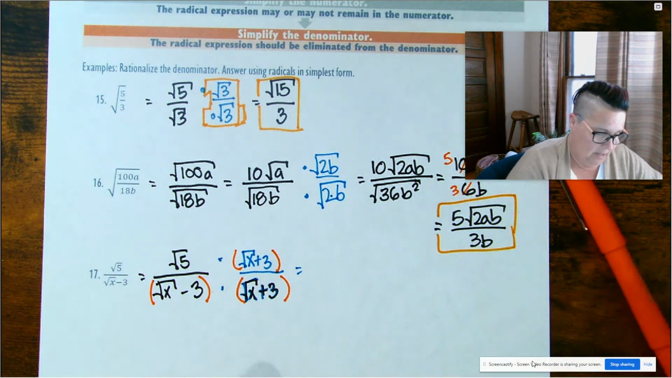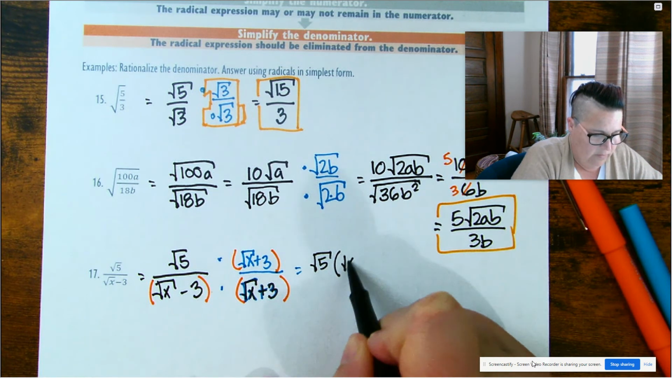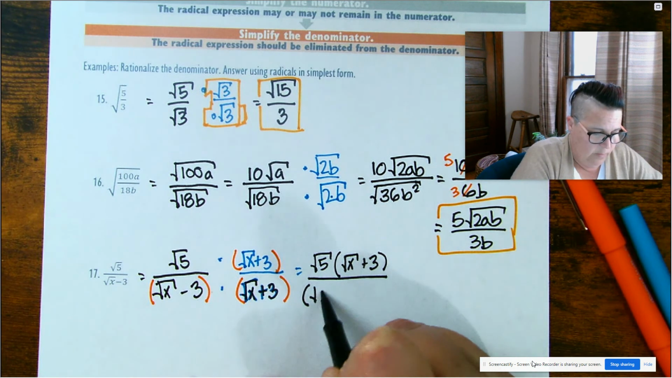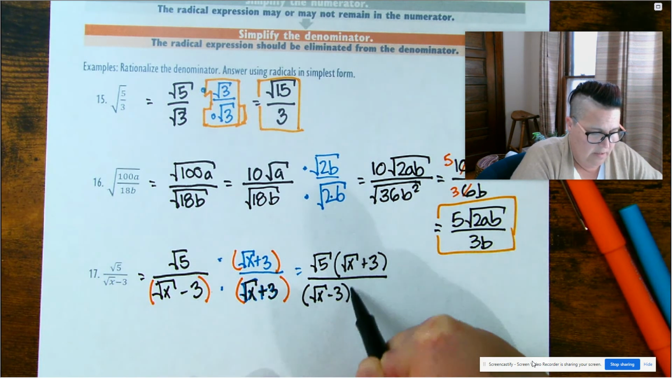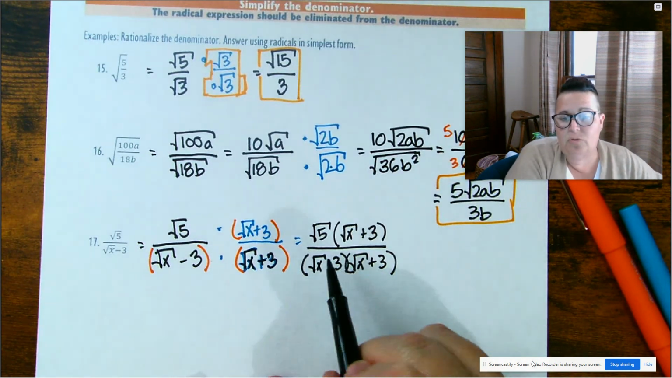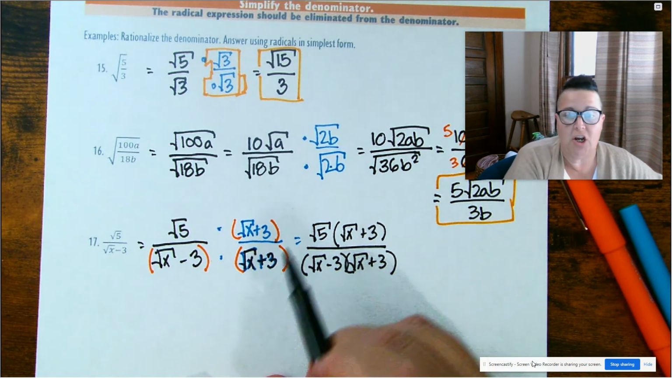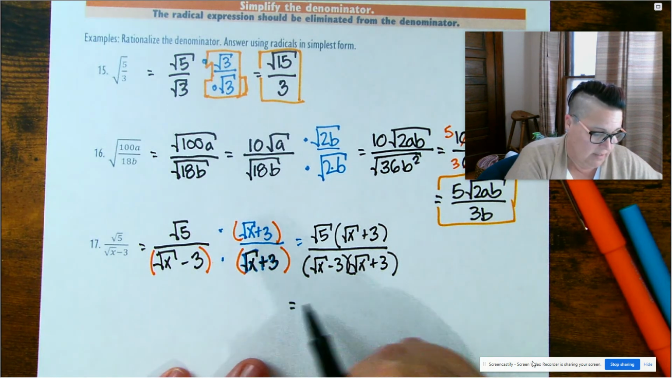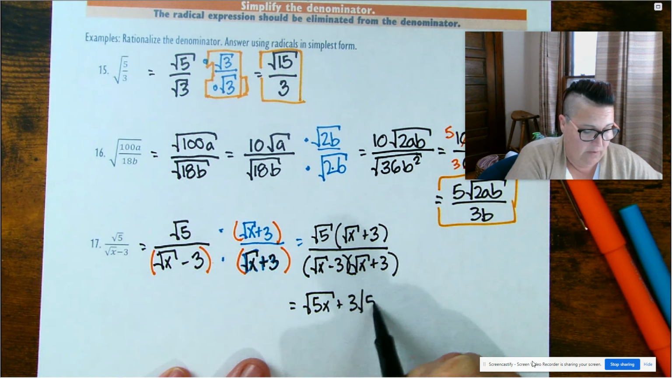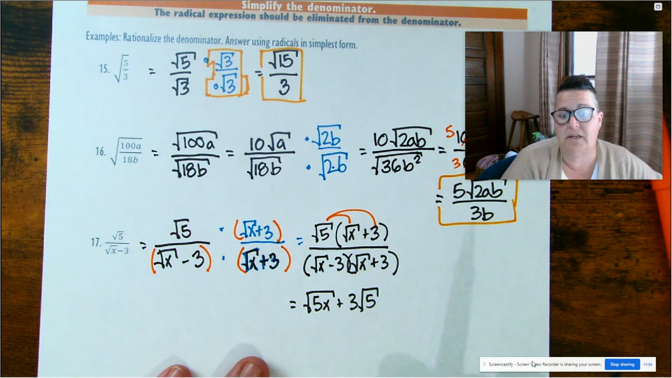What's going to happen here is I'm going to have the square root of 5 times the square root of x plus an entire 3, over the square root of x minus 3 times the square root of x plus 3. In the numerator, I can just distribute. That's going to be the square root of 5x plus 3 times the square root of 5. And that's fine. In the numerator, I just distributed as I normally would.